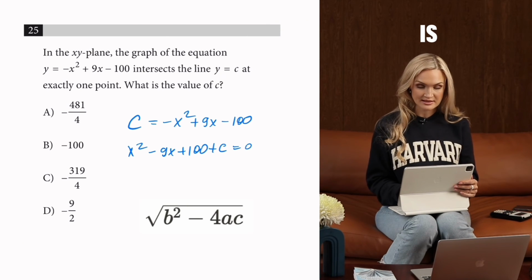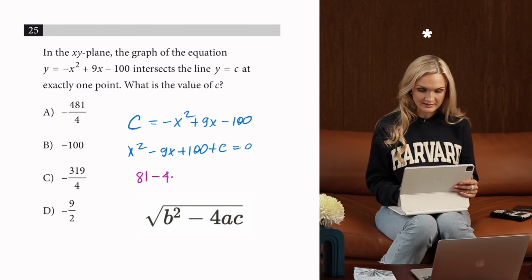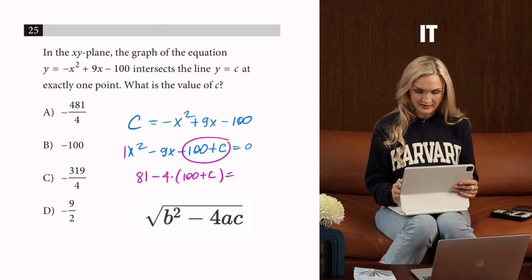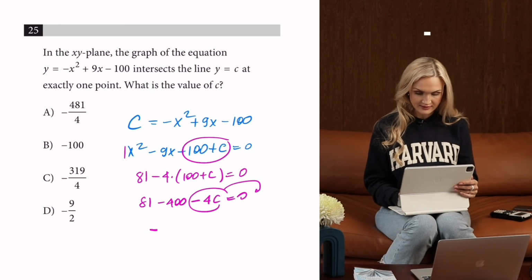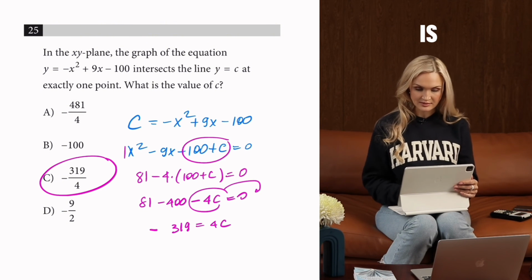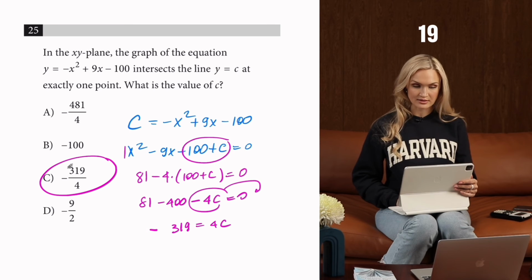Now, my discriminant is b squared minus 4ac, which is 81 minus 4 times 1, because a is 1. My c is going to be 100 plus c. All of it has to equal 0. So now I have 81 minus 400 minus 4c is equal to 0. Negative 319 for c. C is equal to negative 319 over 4.